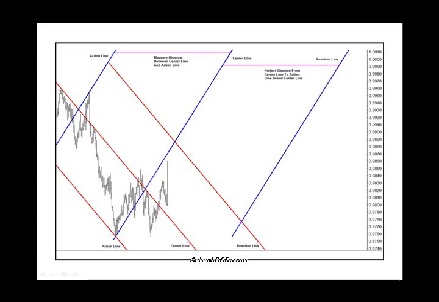I've got a downsloping set of lines with an upward projection, and I've got an upsloping line with a set of action-reaction lines. I'm not ready to trade. Doesn't matter what time frame, any time frame.